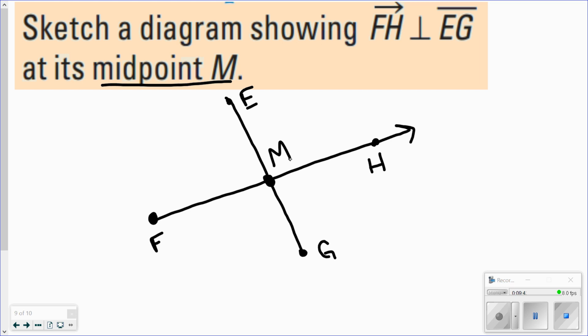So I know then that FM is going to be congruent to MH. That's the definition of a midpoint. It's in the middle. And then don't forget that it also told us that those two, the ray and the segment, were perpendicular. So I want to draw that right, or that box representing that that is equal to a 90-degree angle.